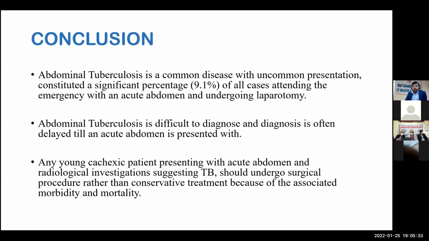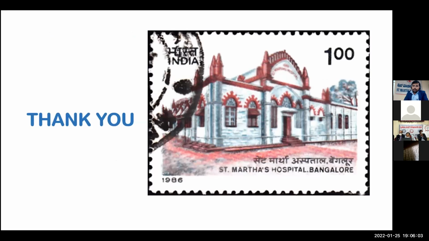To conclude, abdominal TB is a common disease with uncommon presentation, constituting a significant percentage of all the cases which attend the emergency with acute abdomen. It is often difficult to diagnose, and diagnosis is often delayed due to its vague presentation. Any young cachexic patient presenting with acute abdomen and radiological investigations suggestive of TB is better off undergoing a surgical procedure rather than conservative treatment, because of the associated morbidity and mortality, as seen in our study. Thank you.